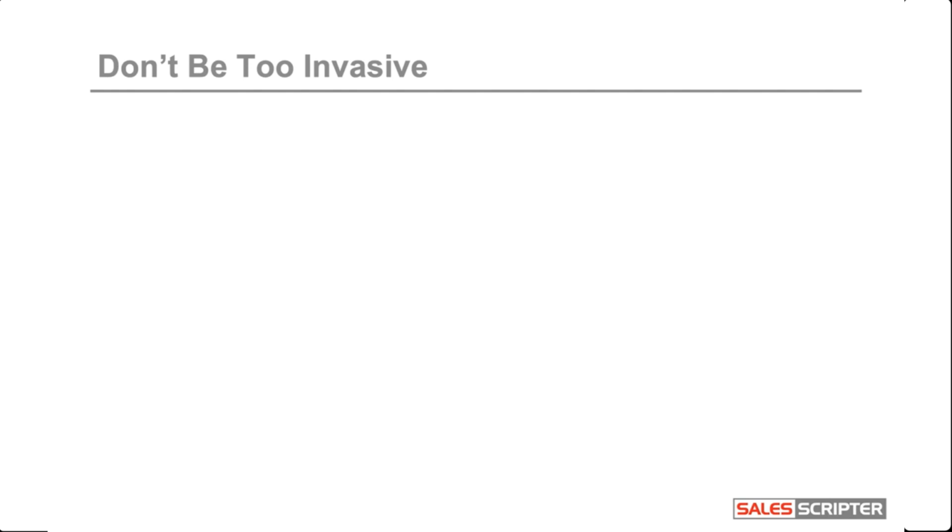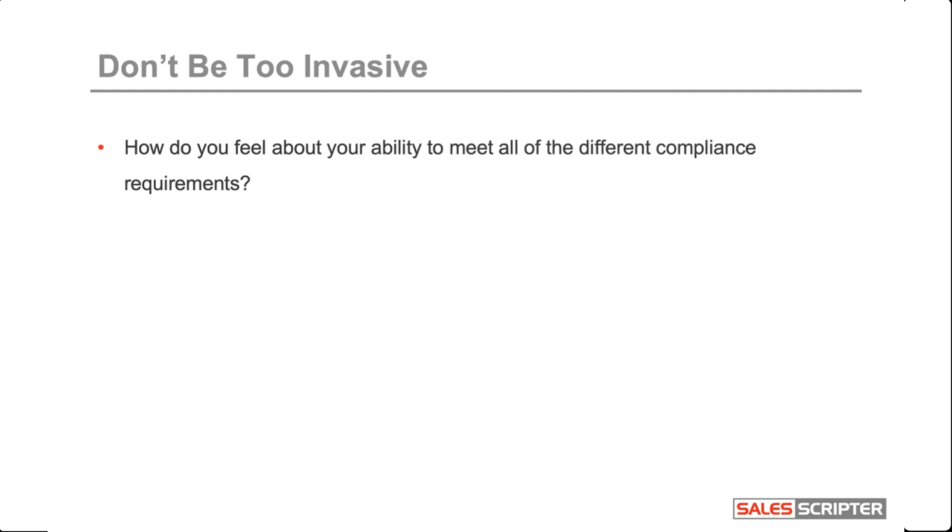And you need to be cautious that if someone's talking to you for the first time, that might not be the thing that you want to ask about or talk about. So some ways to soften that a bit is instead of saying, are you currently compliant? How do you feel about your ability to meet all the different compliance requirements? So you're using a feeling question there. How do you feel about?